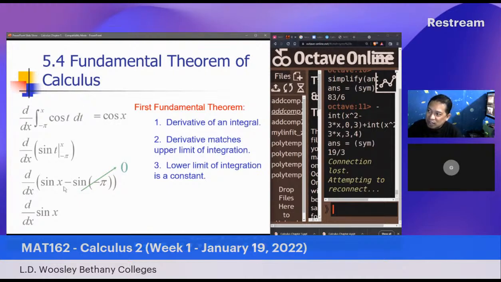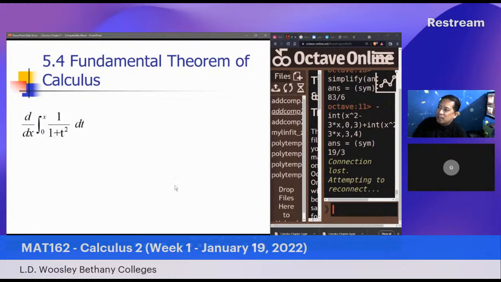So just, you don't need a long method. You just substitute from t, variable t, to x. That's it. That's the first fundamental theorem.